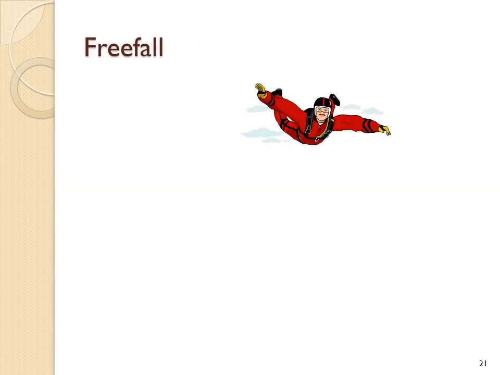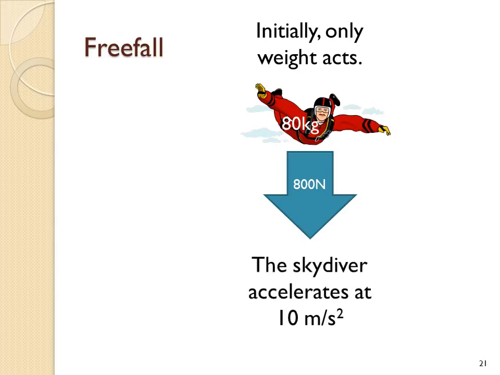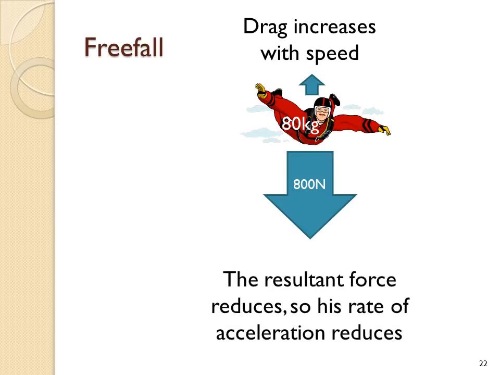Let's consider the stages of free fall. Initially, only your weight acts when you jump out of a plane. And your weight force, as we've just seen, causes you to accelerate at the rate of free fall. After a little while, your speed increases, and that means that the drag force on you also increases. So an upward force starts to reduce the unbalanced force. This means that your rate of acceleration will be smaller.